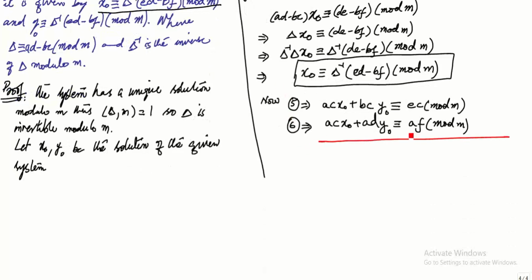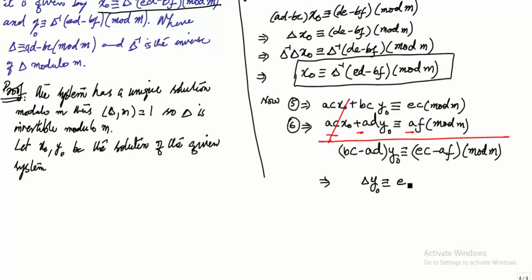Subtract the two congruences. Cancelled. Now here we have BC minus AD times y null, which is congruent to EC minus AF modulo M. BC minus AD can be replaced by delta because this is the determinant of the coefficients of x and y in the system. So delta y null is congruent to EC minus AF modulo M.